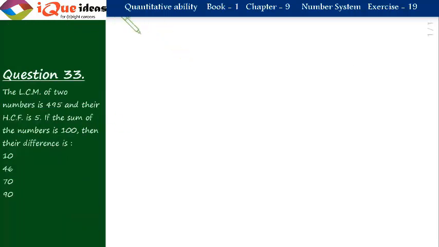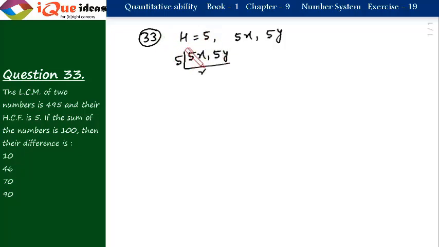Now comes question number 33. It says the LCM of two numbers is 495 and their HCF is 5. So let's take the numbers to be 5x and 5y. Now calculate the LCM of 5x and 5y. As we said, 5 is the highest common factor. So if you take out 5, there will be nothing common. Hence the LCM would become 5 into x into y.